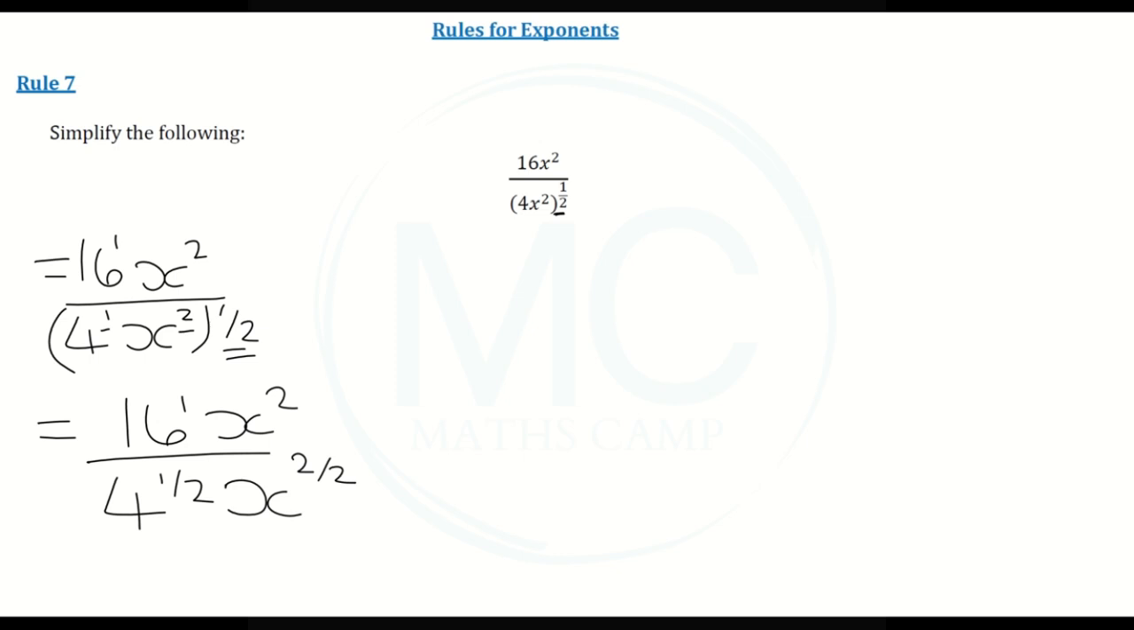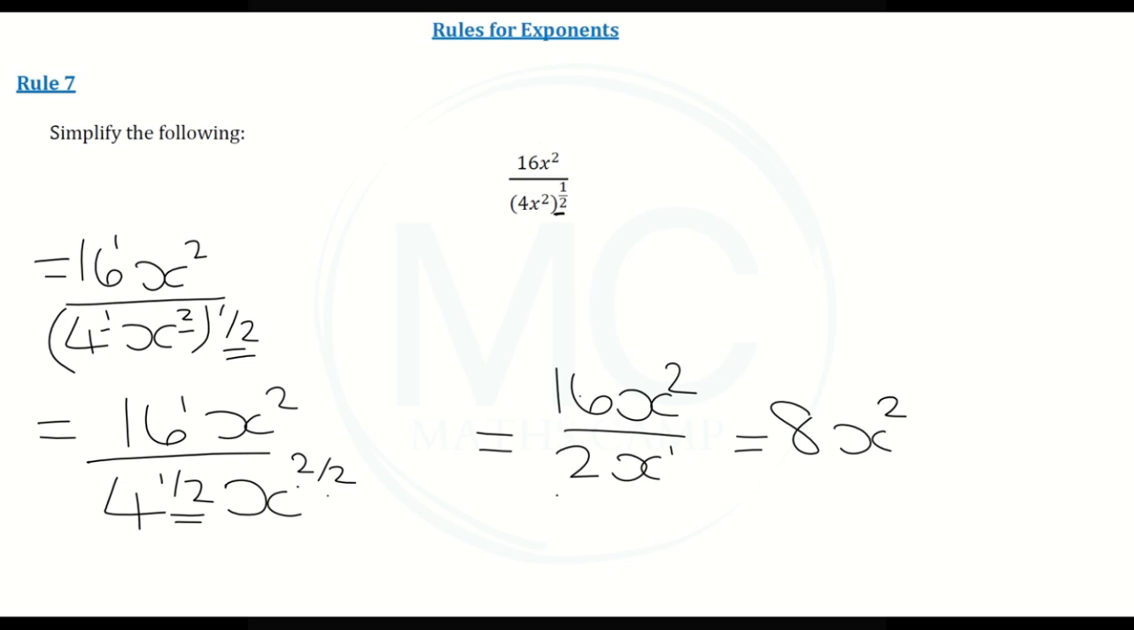Now we have just said the fractional exponent 1 over 2 is another way of saying square root. And we know the square root of 4 is 2. So this becomes 16 x squared over 2. 2 over 2 is actually 1. So this becomes x to the power of 1. And now we can simplify. 16 divided by 2 gives us 8. x to the 2 divided by x to the 1. So we subtract 1 from 2. So we say 2 minus 1. And we get 8x.